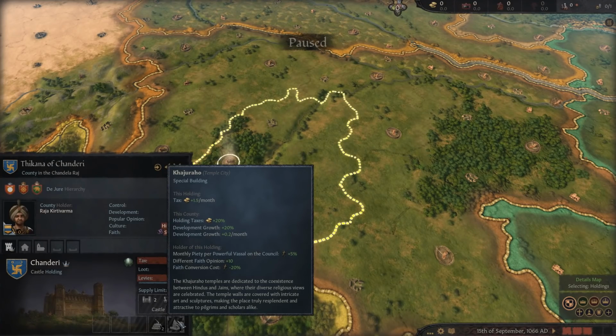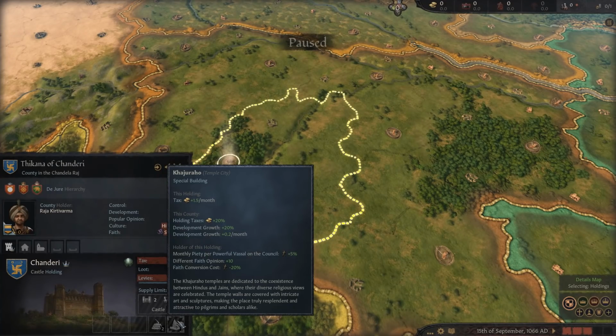The Khajuraho temples are dedicated to the coexistence between Hindus and Jains, where their diverse religious views are celebrated. The temple walls are covered with intricate art and sculptures, making the place truly resplendent and attractive to pilgrims and scholars alike. So what do you get out of this? You get a plus 0.15 gold per month in taxes. On top of that, 20% taxes countywide, plus 20% development growth, and plus 0.2 development growth per month. Then on top of that, the monthly piety per powerful vassal on council, plus 5%, different faith opinion plus 10, and faith conversion cost drops by 20%.